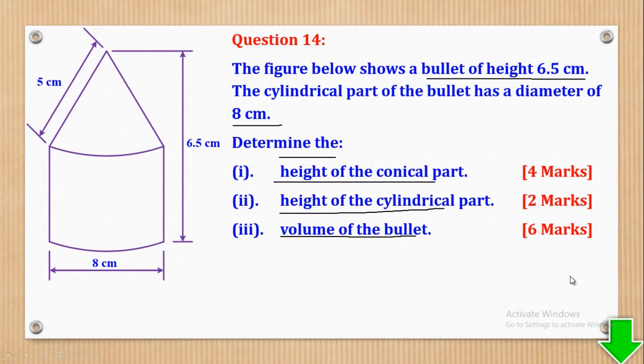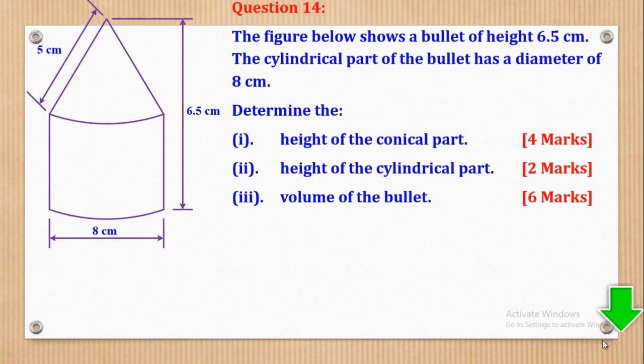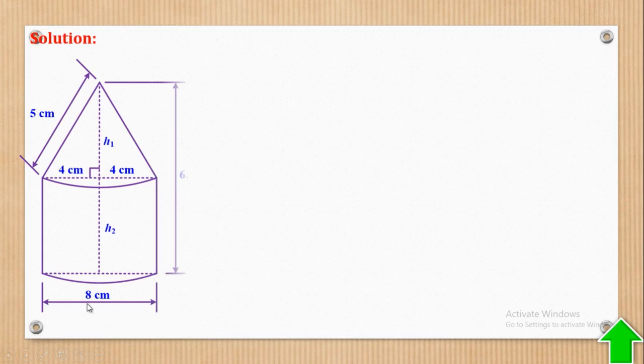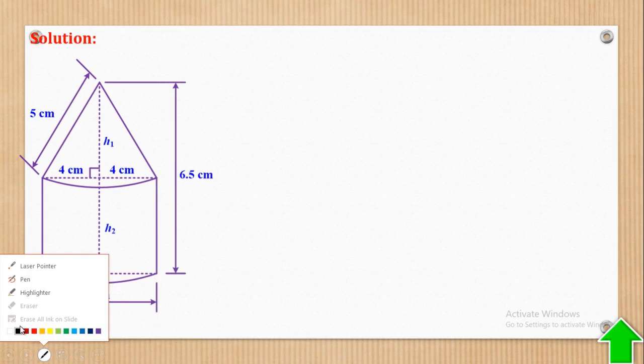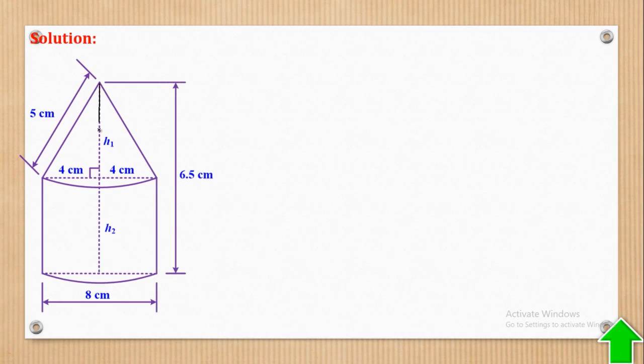So just start with Roman 1, the height of the conical part. But for you to get the height you have to first extract out a right angle triangle. So let's first do that. So we have extracted out a right angle triangle, which is this. We can either use that or use this. In this case let's use this because this side was already given. So we have this, this and this. Because it is right angled you can use Pythagoras theorem.